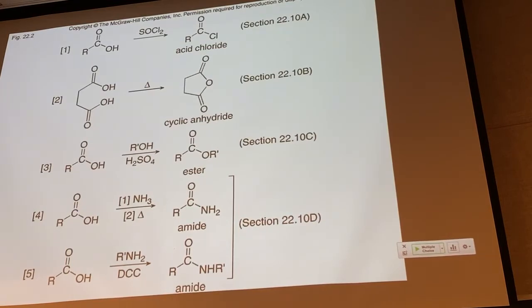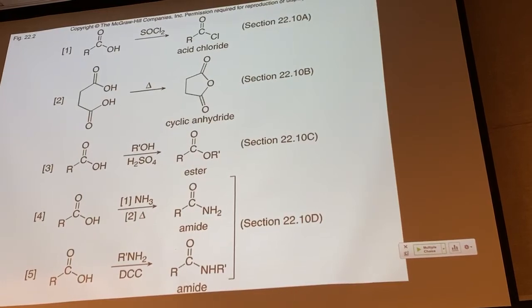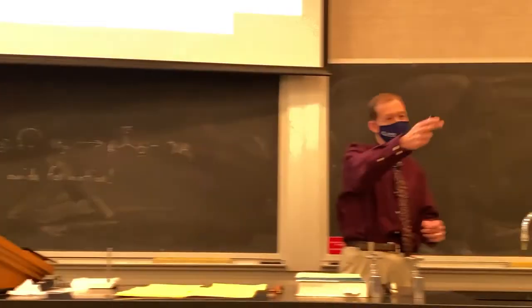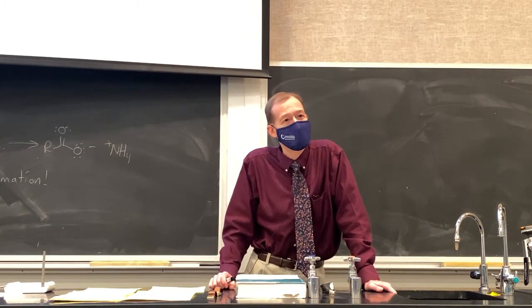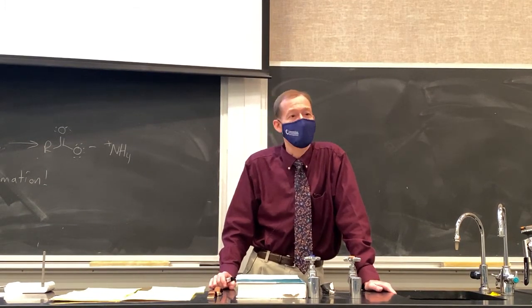What method did we learn yesterday for making anhydrides? Think back 24 hours. There were 2 species that we could react together to make an anhydride. Yes, Sydney? Yes, an acid chloride and a carboxylate, exactly.